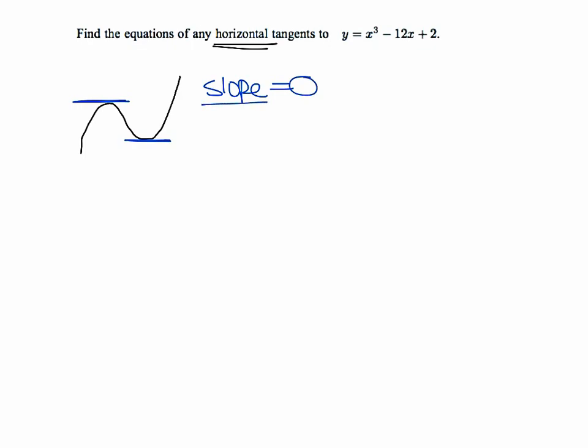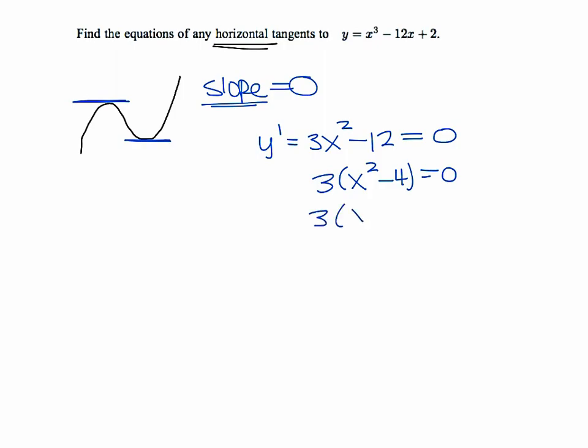So in order to talk about a slope, we need to take the derivative of the function. So y prime is equal to 3x squared minus 12. Where do we have a horizontal tangent? So horizontal tangent, the slope has to equal 0. Now solve for x. We can pull out the 3, left with x squared minus 4 is equal to 0. So it factors out as x plus 2 and x minus 2. So at x equals negative 2 and positive 2, that's where the slope is equal to 0.